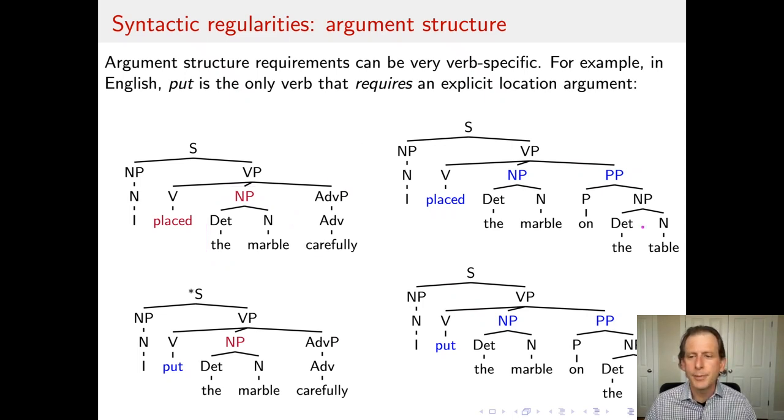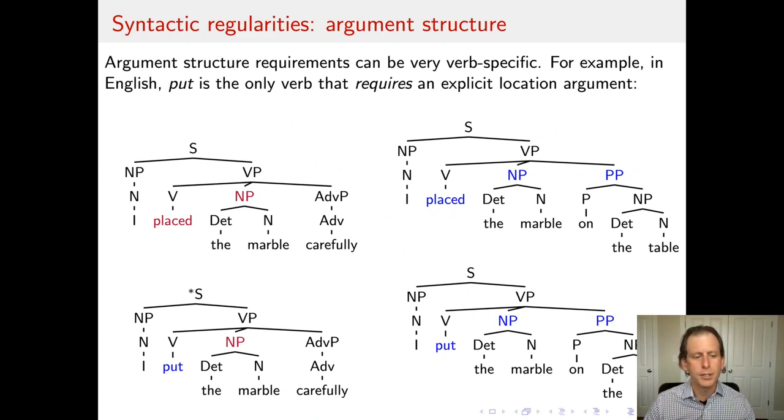But notice that I can also specify a location explicitly, which I didn't do in the first example. I placed the marble on the table. Perfectly fine. So place can be used both with just a direct object and with a direct object and a location which specifies where the direct object goes.